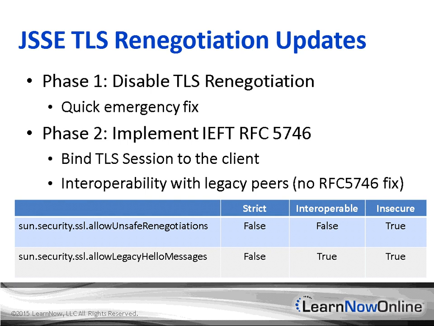Now, both properties are used to specify your application's operability mode. In strict mode, both properties are set to false. In interoperable mode, the default mode, the unsafe renegotiation property is set to false, disabling renegotiation with legacy peers, but the allow legacy hello messages property is set to true, allowing legacy peers to establish connections. In insecure mode, both properties are set to true, thereby allowing any peer to renegotiate and leaving the system vulnerable to the TLS renegotiation attack.